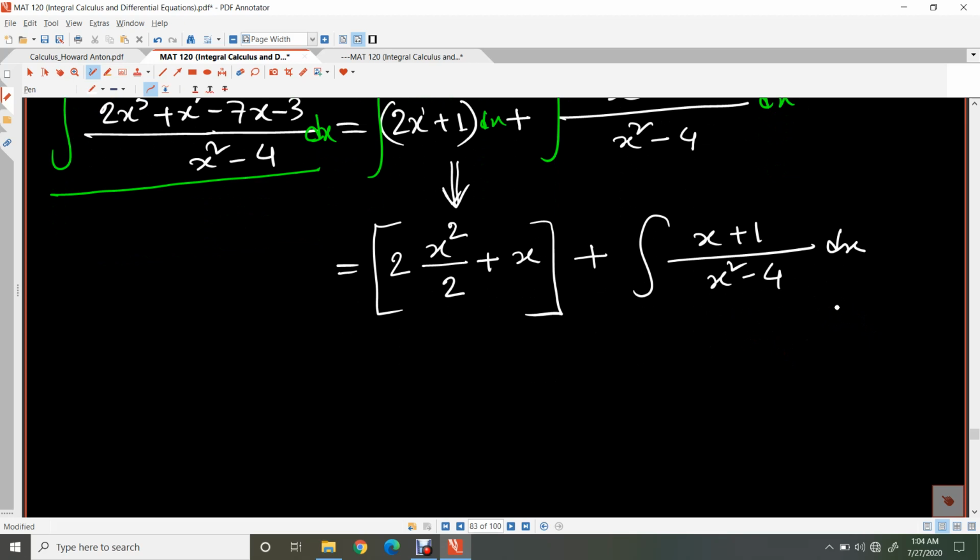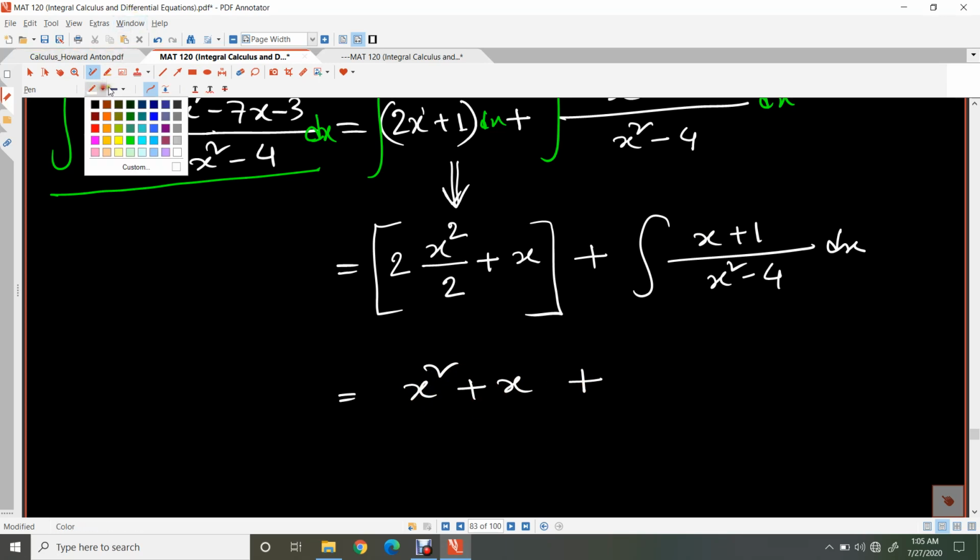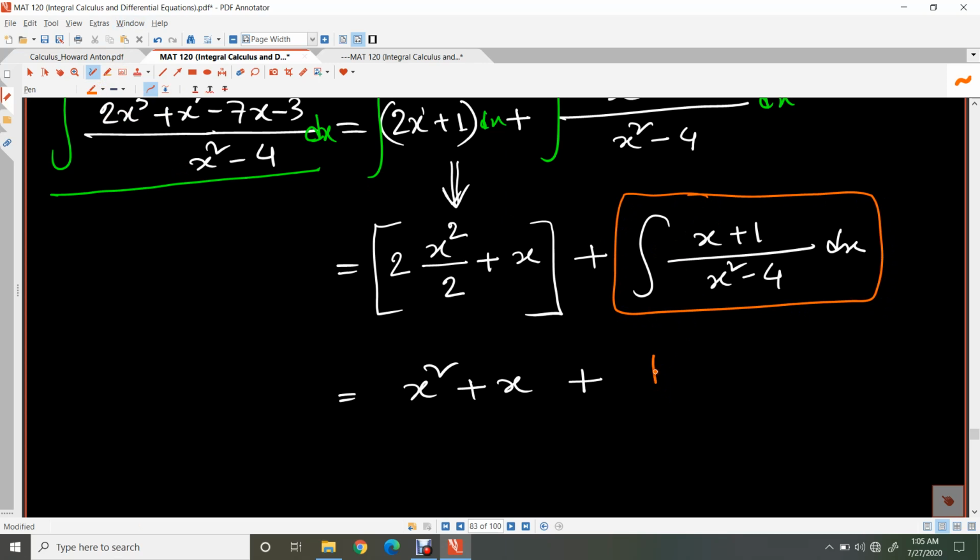So we don't need to have any tension for this. Already it is in proper rational form, so we can easily integrate by using the method of decomposition. So let's write again. If we simplify 2 over 2, here we can cancel this part. So here we have just x squared plus x, then positive, let's say this is I.